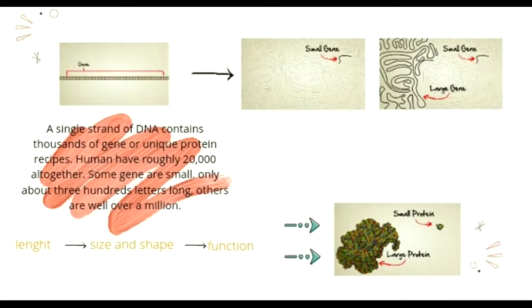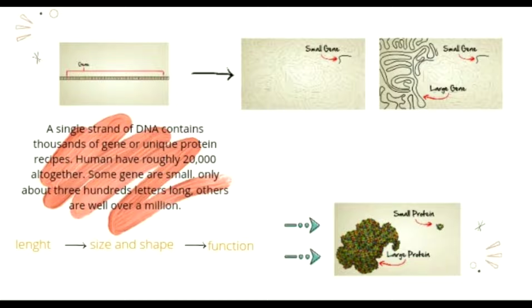Okay, as we can see in the slide, a single strand of DNA contains thousands of genes, or unique protein recipes. Humans have roughly 20,000 altogether. Some genes are small, only about 300 letters long, others are well over a million. The length of a gene determines the size and shape of a protein, and the size and shape of a protein determines its function.